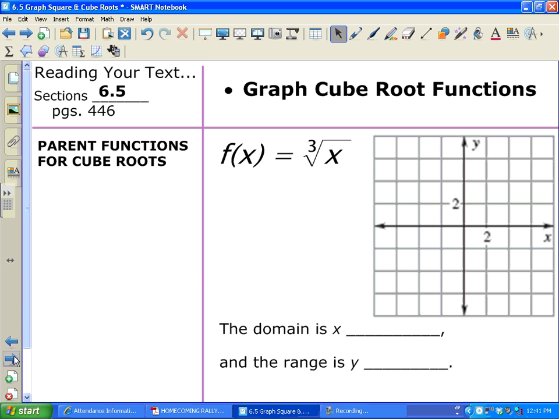Some key differences here. Cube root of x is going to look a little bit different than the square root of x. Here's why. The square root of x is an even function. The cube root of x is an odd function.